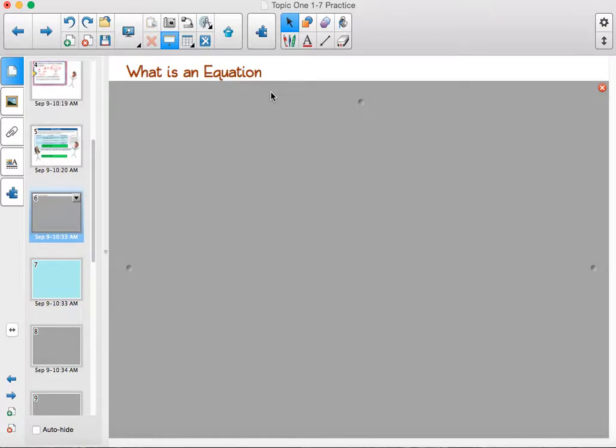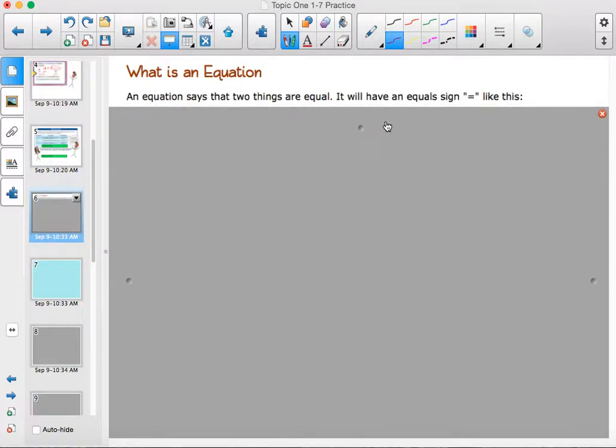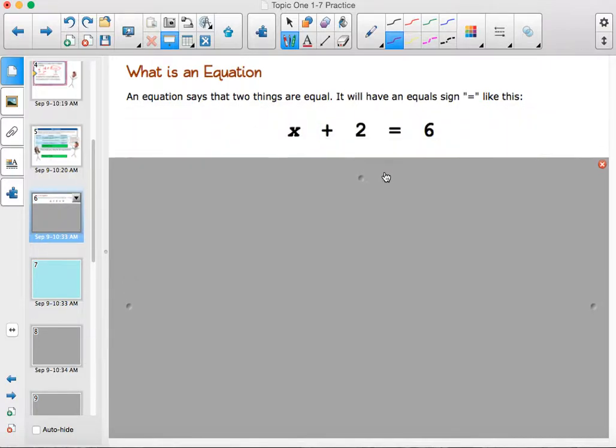What is an equation? Well, in this situation, kids, I'm going to take what is in the book and I'm going to elaborate on it. An equation says that two things are equal. It will have an equal sign like this. So what's really important to remember is that when you talk about an equation, you're talking about variables, operations, and amounts, but the key is you will have an equal sign that balances or equals both sides, okay?